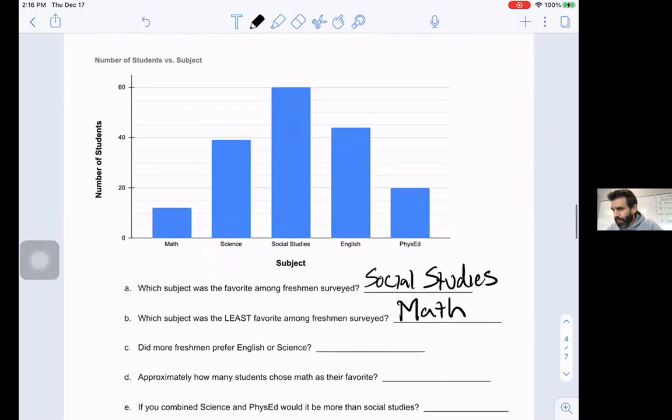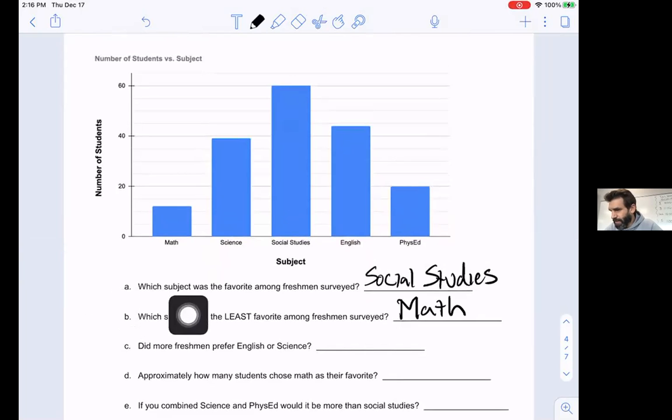Did more freshmen prefer English or science? Oh, this is important. We got to see this. So science is here. English is here. Science is just below 40, and English is almost up to 45 there. So I can see the bar for English is higher. So more students preferred English.